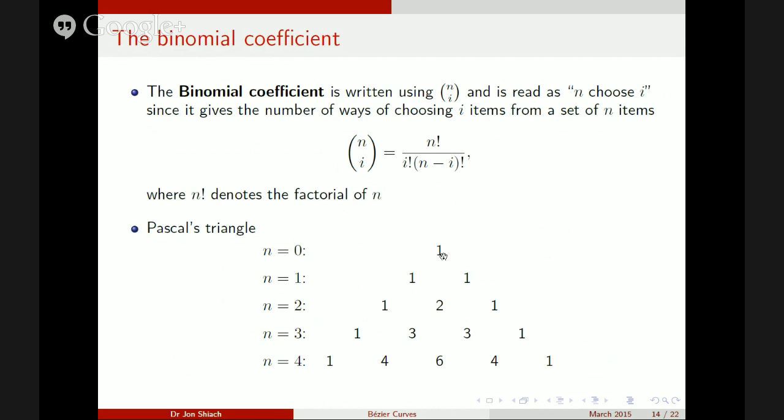You're familiar with Pascal's triangle? Start with 1 at the top, down the edges we have 1s, and any number is the sum of the 2 numbers above it. So that 2 is the sum of those 2 1s, that 3 is that 1 plus 2, etc. These give us our binomial coefficients. So for example, when n is 3, 3 choose 0 is 1, 3 choose 1 is 3, 3 choose 2 is 3, 3 choose 3 is 1. So that's your binomial coefficient.